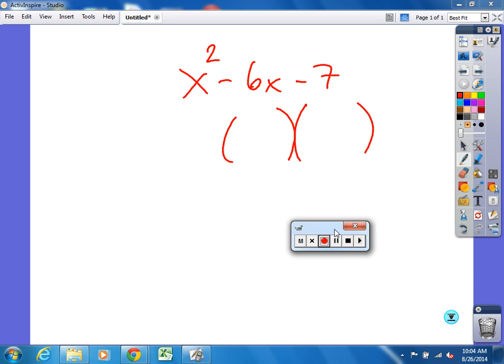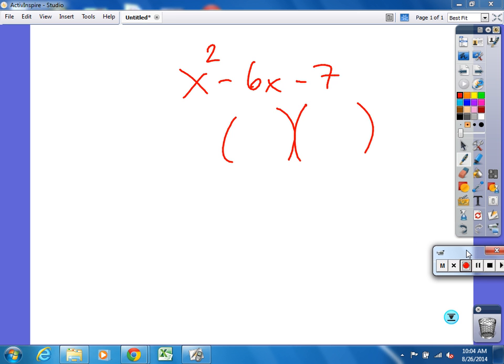Want to help me? They can do it in their head, because this is pretty much an in-head one. The x goes here, and the x goes here, right? And then we have a negative 7, and as Kenzie said, a plus 1. What's the factors of 7 that get us to 6? Negative 7 and 1. Okay? That's very simple. Go ahead and do it.